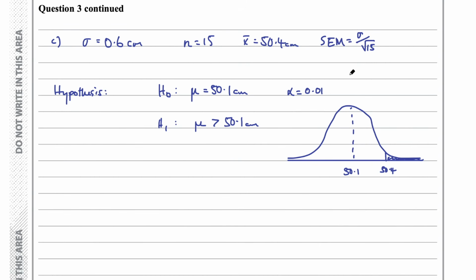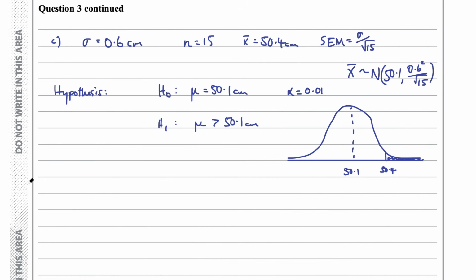Oh, and we should also state that these sample means are normally distributed, and we're assuming the mean is 50.1, and the standard error of the mean is going to be the standard deviation, 0.6, over the square root of 15. So that would be our model for our normal distribution.